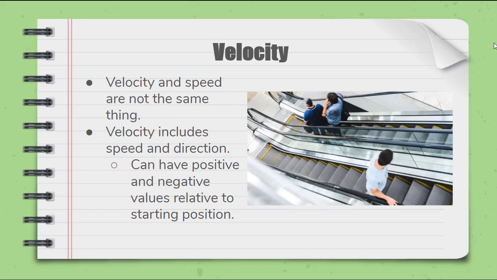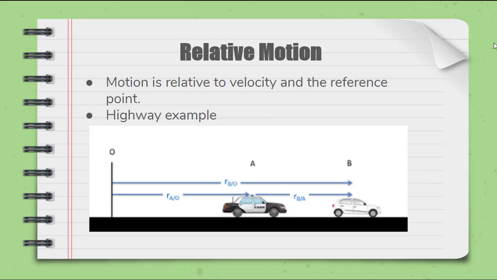Keep in mind that velocity and speed are not the same thing. Velocity includes speed and direction, so it's very similar to the argument for distance versus displacement. Distance is just how far you've moved since the starting point. Displacement is the final minus initial. Velocity includes speed and direction. So this can have a negative and positive value that is relative to your starting position. So velocity and speed, again, very similar to that of distance versus displacement.